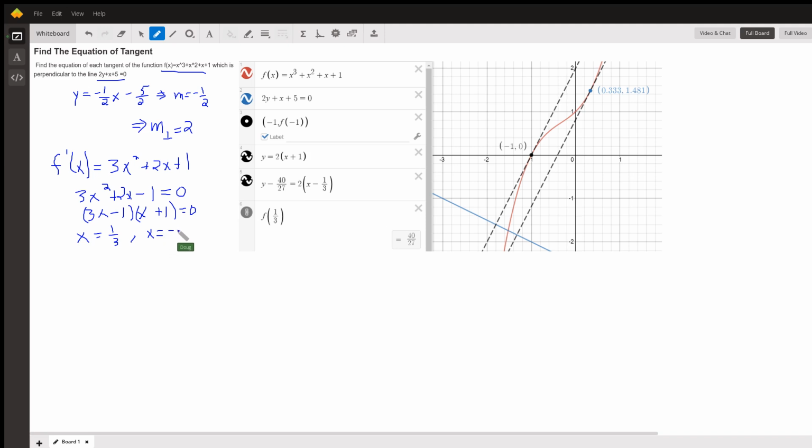Now, to find the y-coordinates of those points, we have to find f of 1/3, which means put 1/3 back in the original function. I've done that right here. It looks like it's 40/27. You could do that by hand also. And when x equals negative 1, it looks like we get 0.